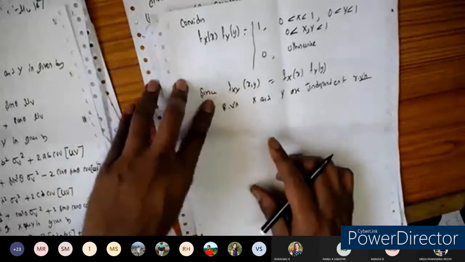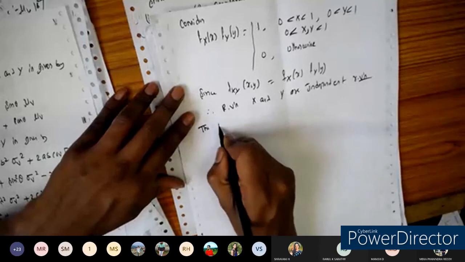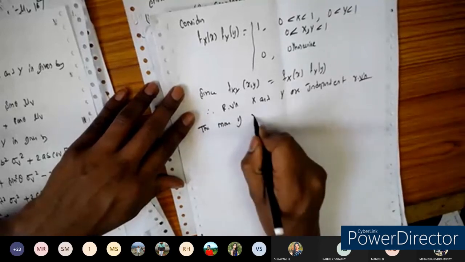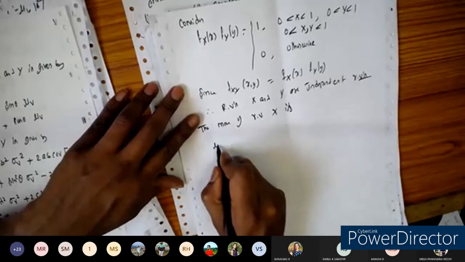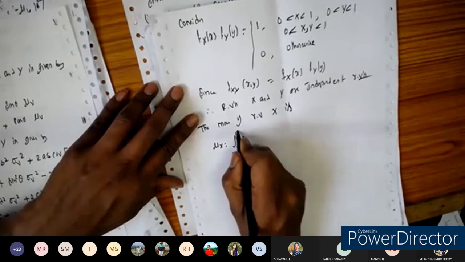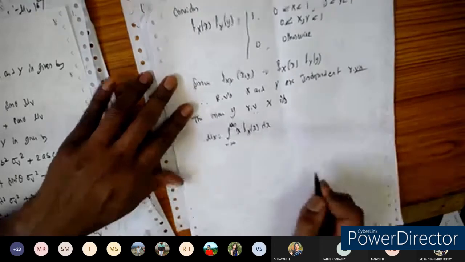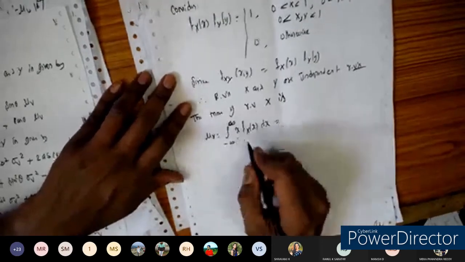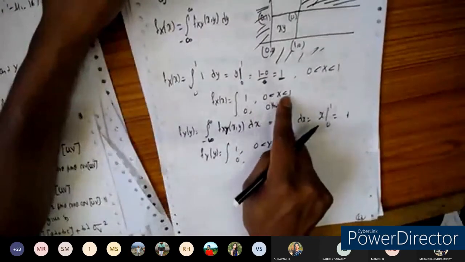Okay, so done. Now let us find out the mean of random variable x, which is nu x. We know the formula for the mean. Since it's a continuous random variable, we are going to integrate with respect to dx. We know x is the random variable, and fx of x is defined only between 0 and 1 here.